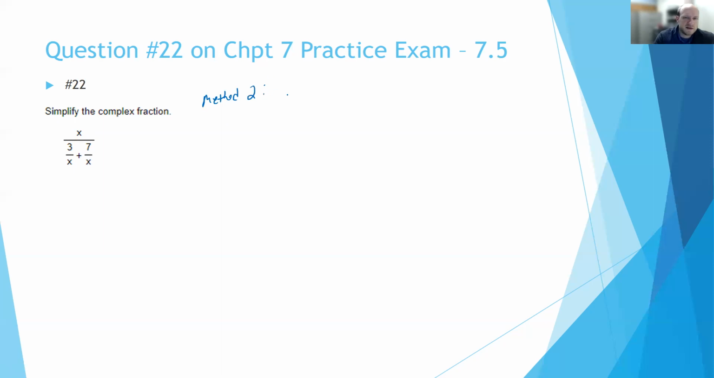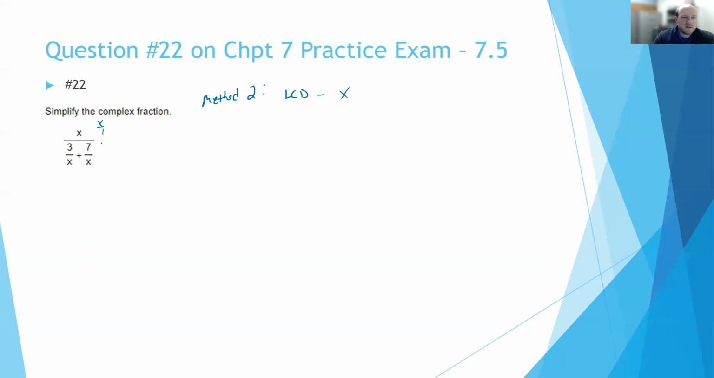So method 2 was finding an LCD of all these. So we have an x over 1, basically. Okay, x is x over 1. So we have a 1, we have an x and the x. What is the LCD of that? Well, that would just be x.